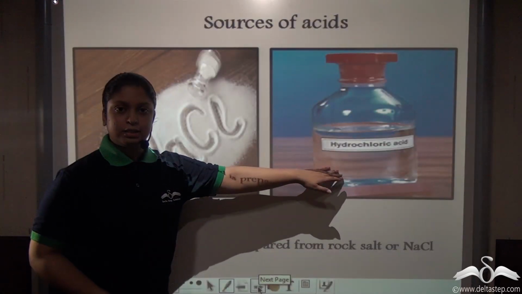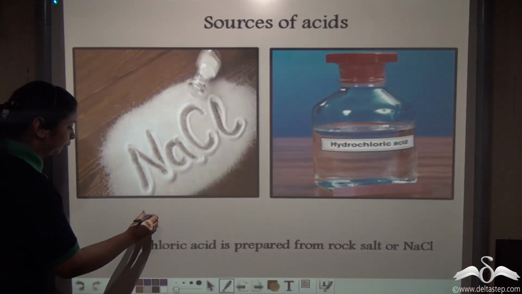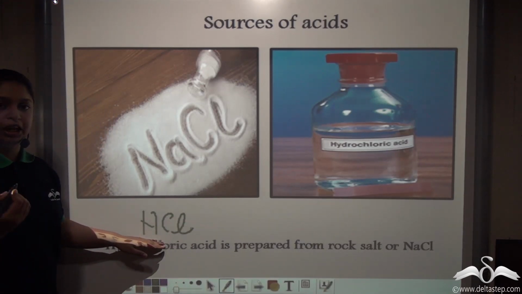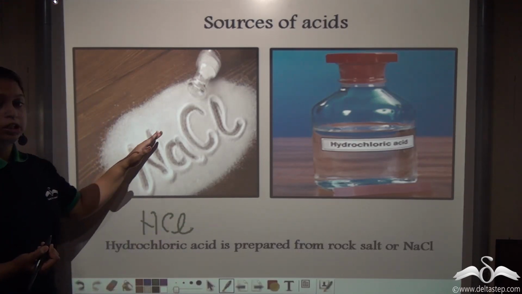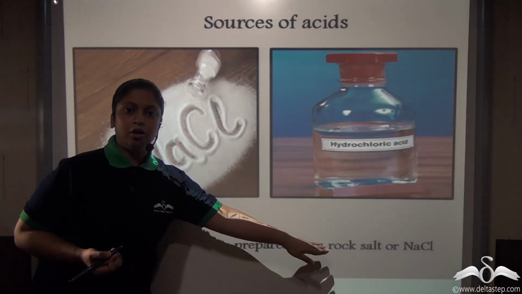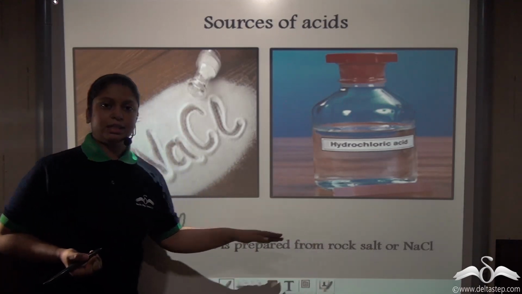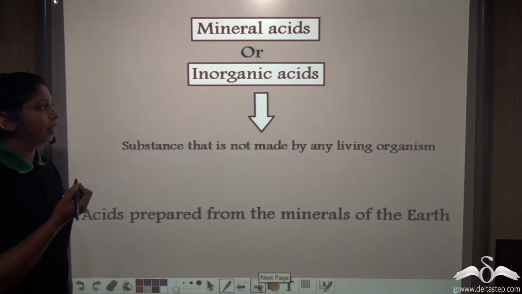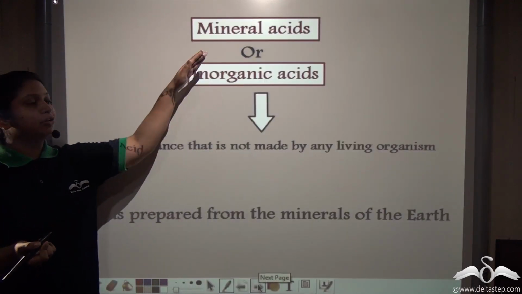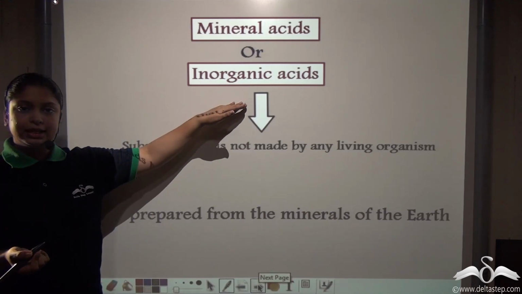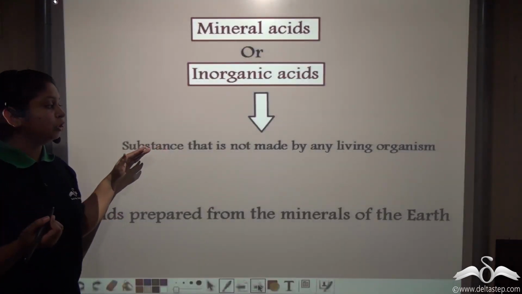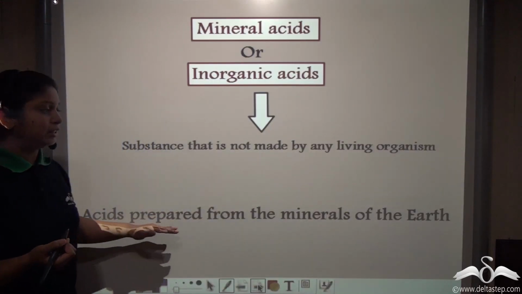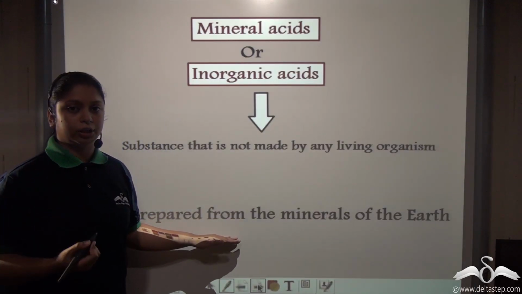Now, hydrochloric acid or HCl. Hydrochloric acid is obtained from a very common thing, salt. Yes, NaCl or rock salt. So, HCl can be obtained from NaCl. So, we can define mineral acids as inorganic acids or acids which are not made by any living organisms. Thus, these acids are prepared from the minerals of the earth.